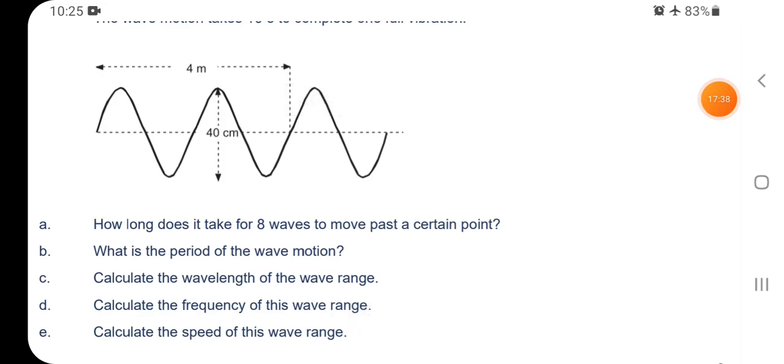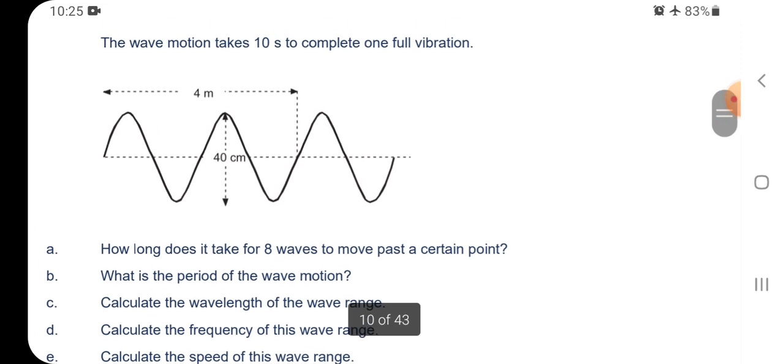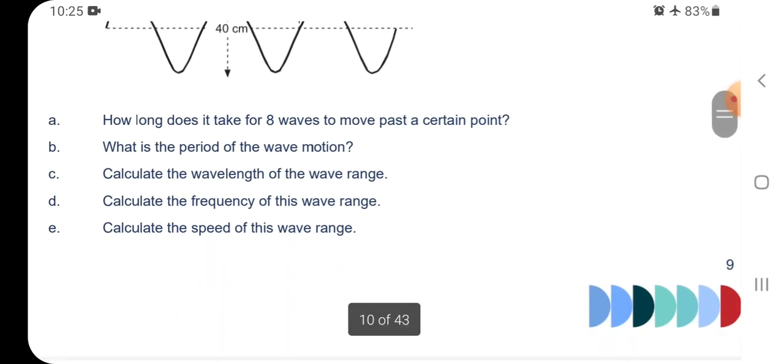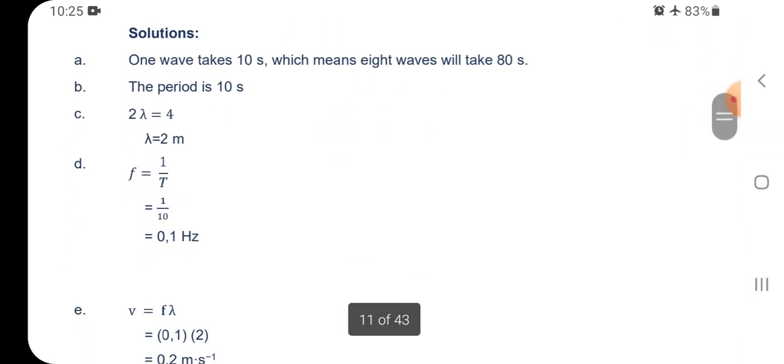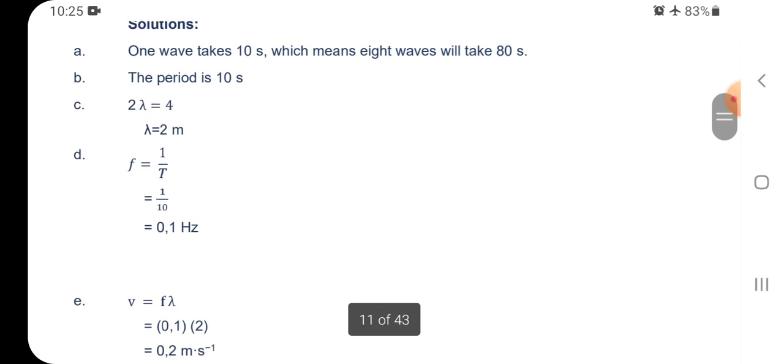So here is an activity. You can just do it by yourself, and I will show you the answer to this. You can pause the video, try to do this, and here are the solutions to this activity.